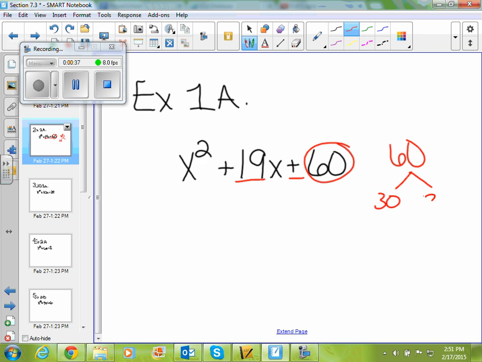30 and 2, 12 and 5. What's 30 plus 2? 32. Okay, so not the 19 we wanted because we're looking for them to add. That's why there's the plus sign in front of the 60. 12 plus 5 is 17, also not 19, so that one doesn't work. What are some more factors of 60?